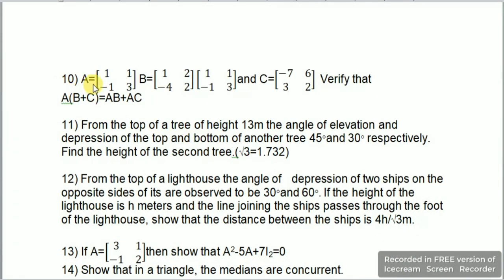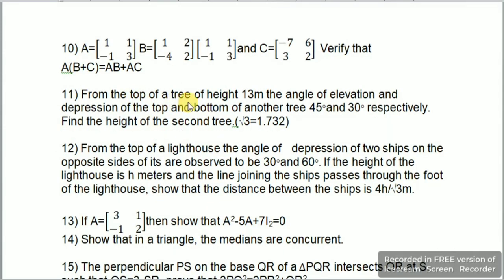10th question, A equals matrix of 1 1, minus 1 3. B equals matrix of 1 2, minus 4 2, of 1 1, minus 1 3. And C equals matrix of minus 7 6, 3 2. Verify that A(B plus C) equals AB plus AC.